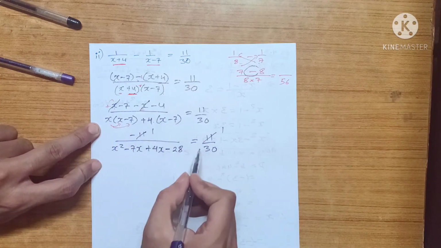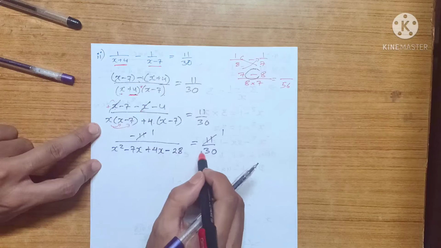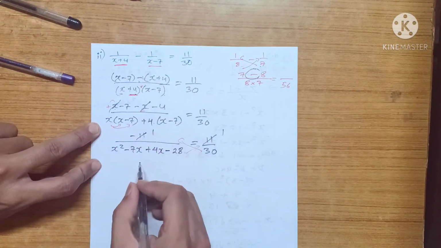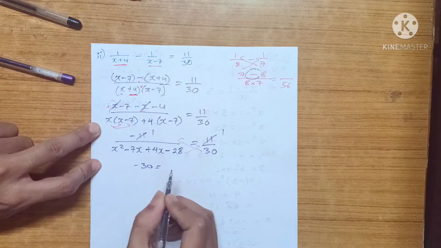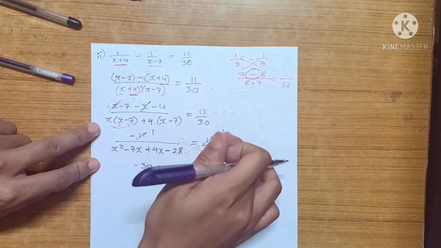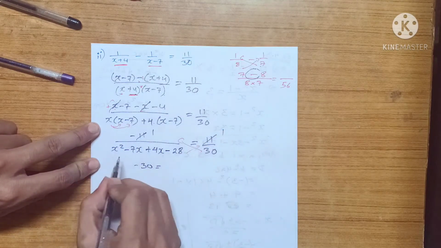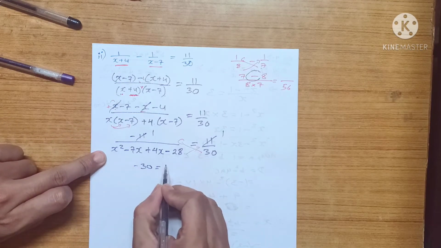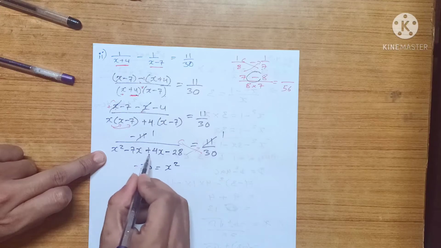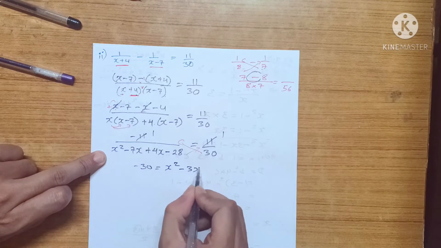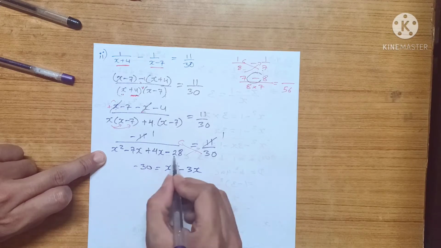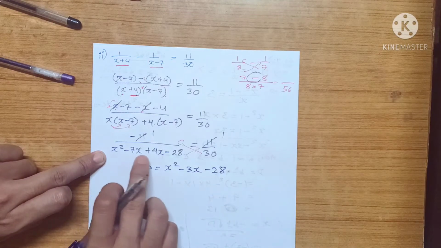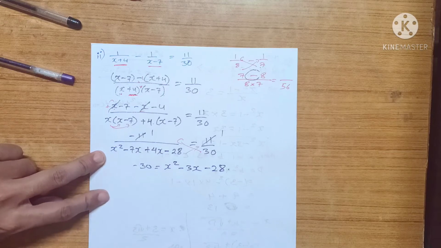Now if I cross multiply, 30 goes up and multiplies with whatever it is. So 30 into minus 1 is minus 30 only. Now this thing I'm going to multiply with 1, so it's going to stay exactly the same, but what I'm going to do is solve it out first and then just write it. Okay, so x squared is here, minus 7x plus 4x is minus 3x, because I know that I can do this too, and then minus 28 is left. So minus 7 plus 4 is minus 3.